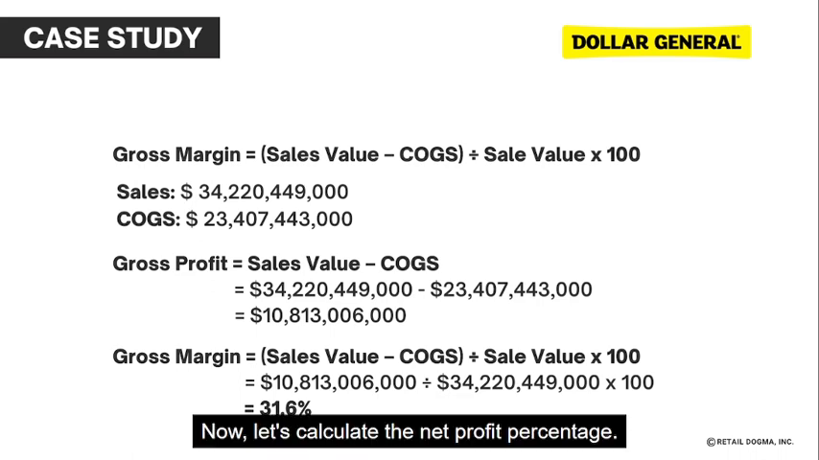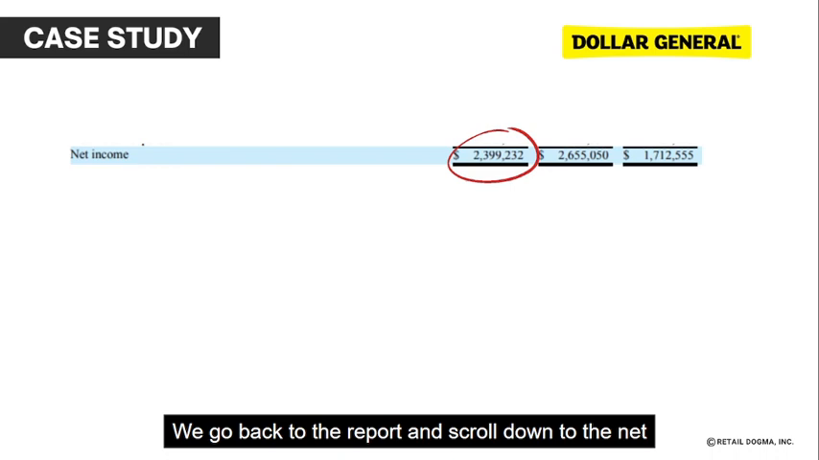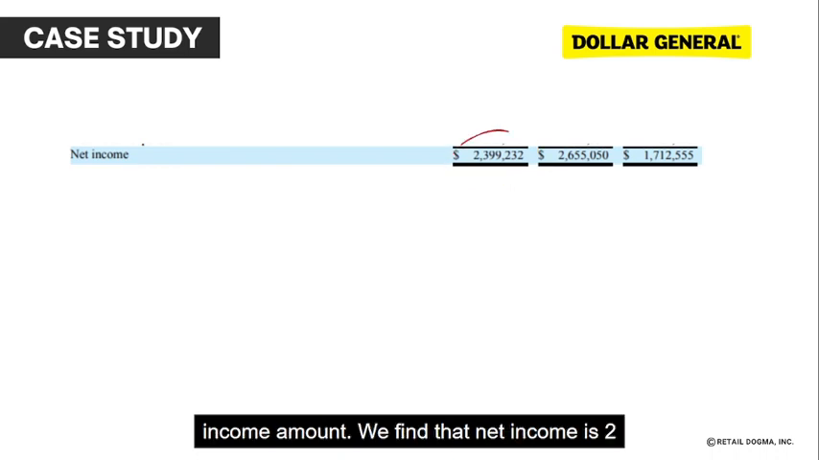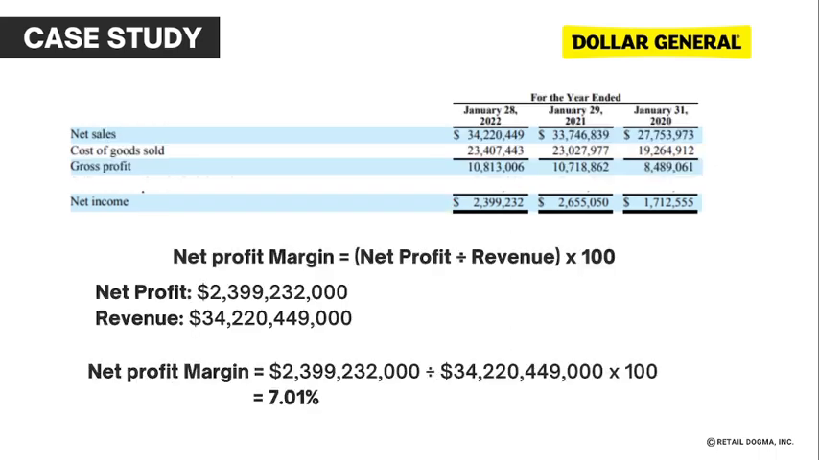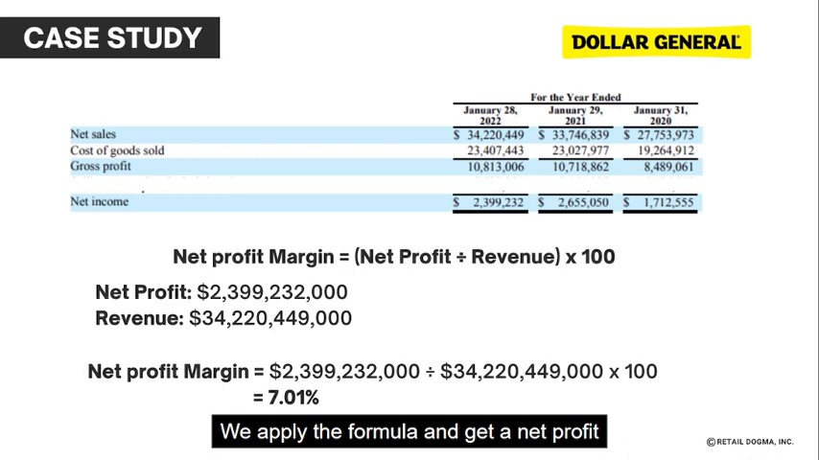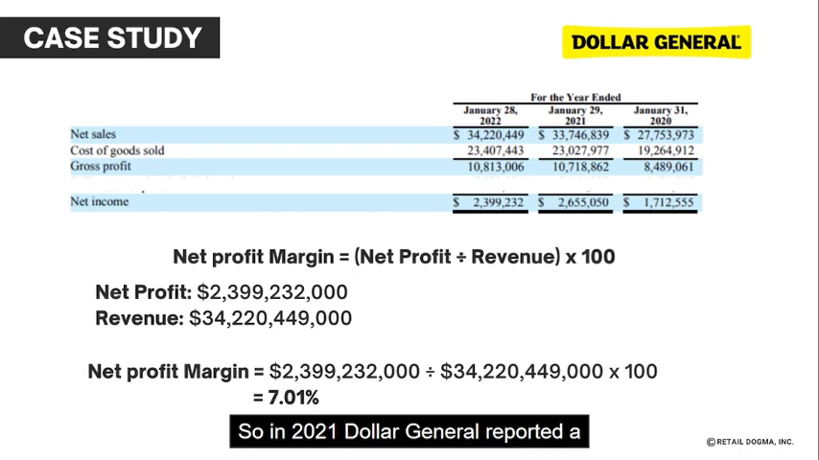Now let's calculate the net profit percentage. We go back to the report and scroll down to the net income amount. We find that net income is $2,339,232,000. We apply the formula and get a net profit margin of 7.01%. So in 2021, Dollar General reported a gross margin of 31.6% and a net profit margin of 7.01%.